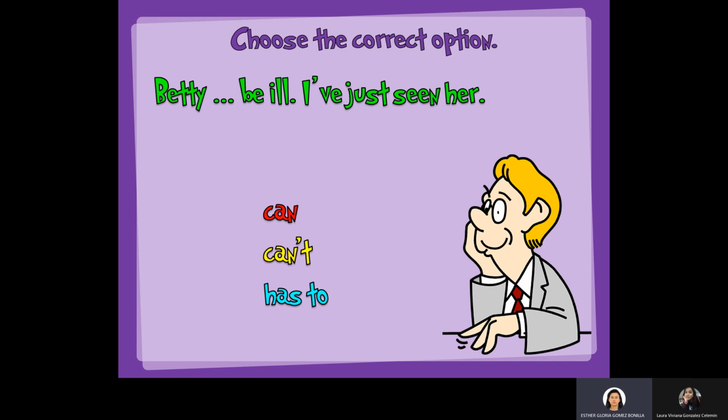Betty can be ill, she can't be ill, she has to be ill. I've just seen her. That just means I have just seen her. What do you think is the appropriate modal? Can, can't, negative, or has to?